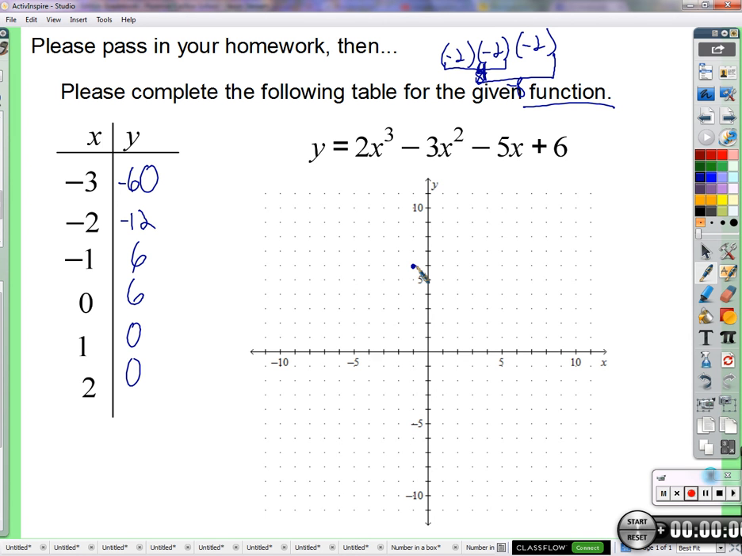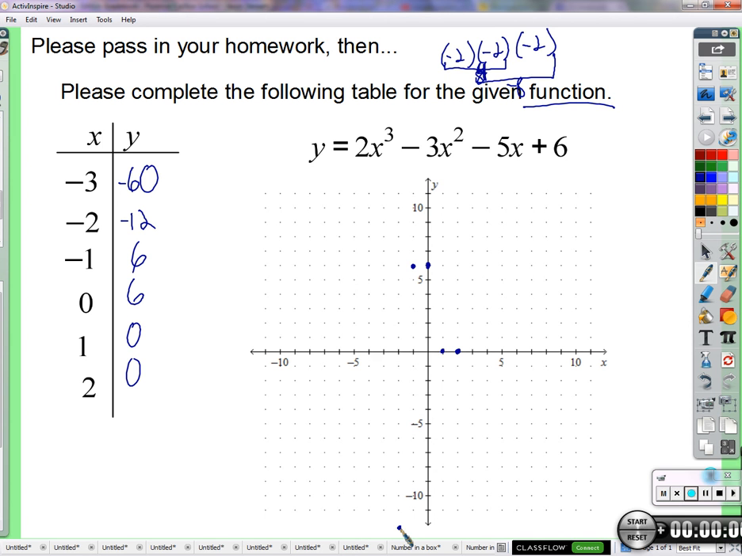Okay. So where that point is tells us about the input and output of this function. Input negative 1, and you'll get out 6. If input 0, you'll get out 6 as well. Input 1, you'll get out 0. Input 2, you'll get out 0. Negative 2, negative 12. Negative 3 and negative 60. We would need a bigger plane to put these on.